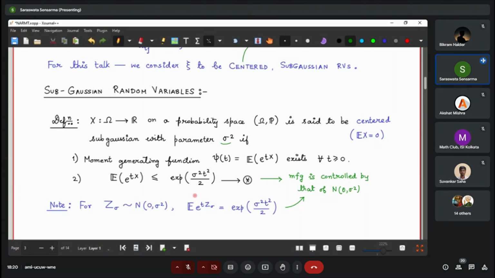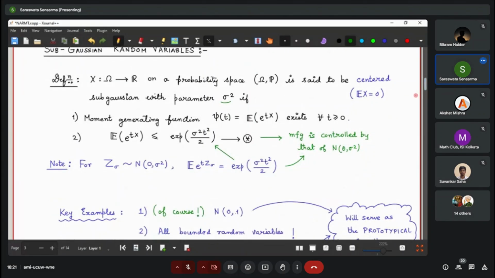And those of you who may have worked with moment generating functions may know that this is exactly the moment generating function of the Gaussian random variable. So if Z_sigma follows normal 0, sigma squared, the moment generating function is exactly this. So in this sense, we mean sub-Gaussian, that the moment generating function is dominated by the moment generating function of the Gaussian. Okay, and one can say that, well, such random variables are very hard to come by. Maybe Gaussian is, after all, a very special random variable. So what are examples? Well, firstly, Gaussian, of course.